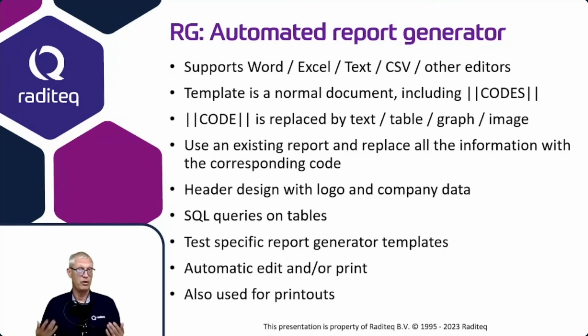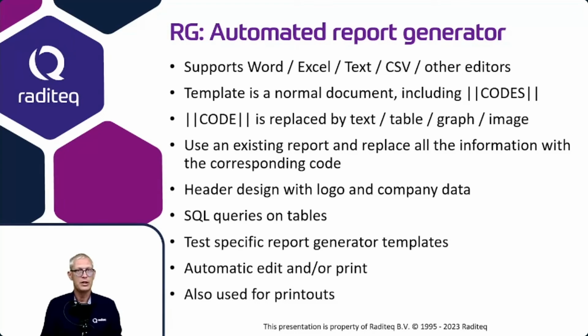And then we have the report generator, the RG, the automated report generator inside RadiMation. And we do not have a single report generator. We support Microsoft Word, we support Microsoft Excel, we support generating reports in text, in CSV format. Nowadays, we also have support for other editors like Open Document and Open Office at this moment. And the philosophy that we use is that you have to specify a template which describes how the final report should look.